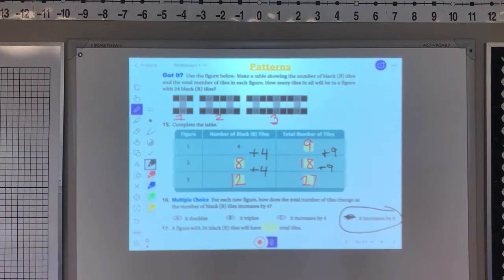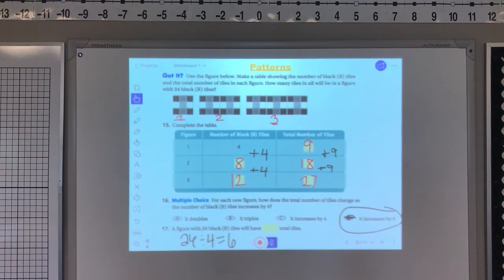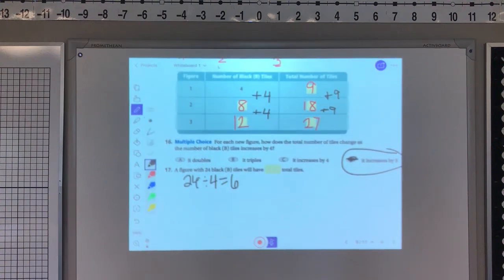So to figure out what they would have for 24 black tiles, what I have to do is figure out that relationship. Well, if there's 24 black tiles, let's figure out how many total blocks there are. There's 4 black tiles in each block, correct? So if I take that 24 and I divide it by 4, it tells me that there's 6 blocks overall. Move this up a little bit so we have some space here. That there's 6 blocks overall.